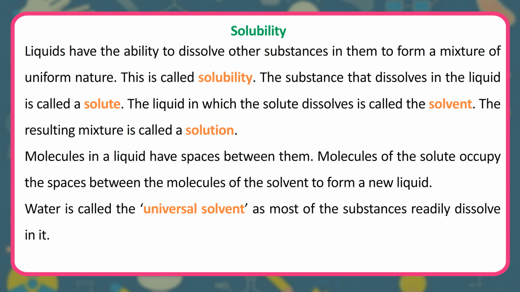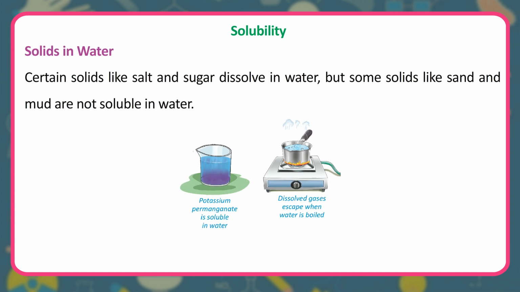Water is called the universal solvent as most of the substances readily dissolve in it. Solids in water. Certain solids like salt and sugar dissolve in water, but some solids like sand and mud are not soluble in water. Potassium permanganate is soluble in water. Dissolved gases escape when water is boiled.